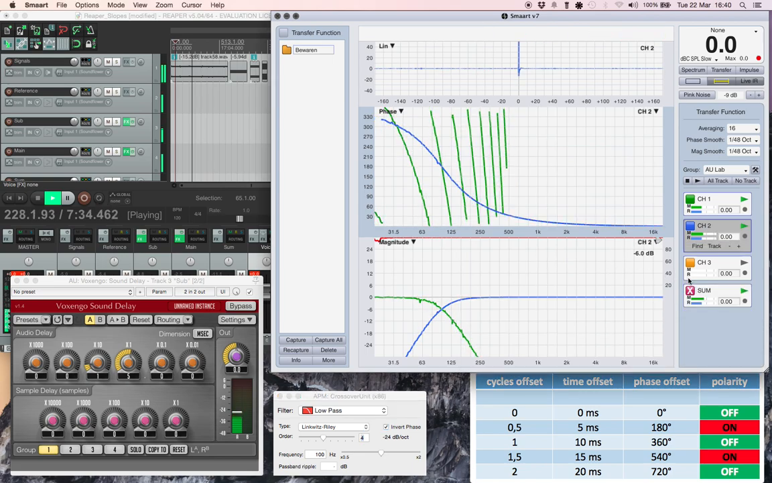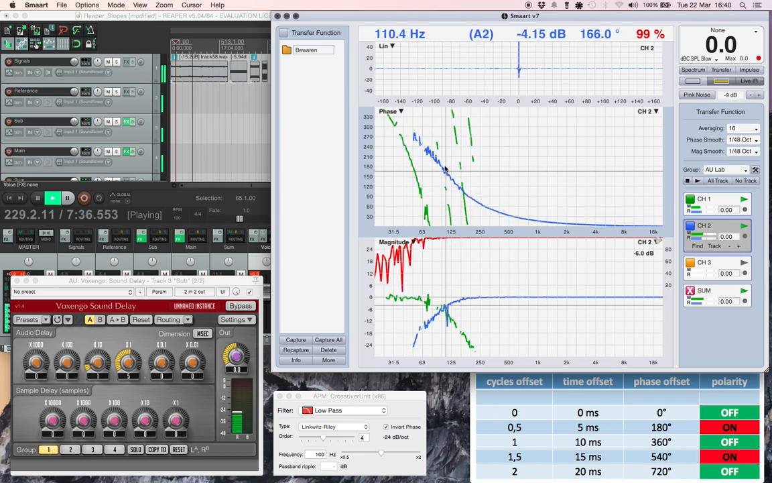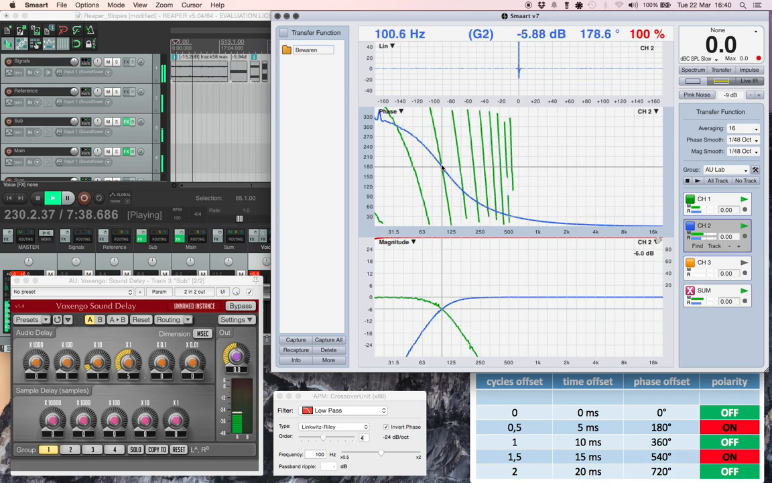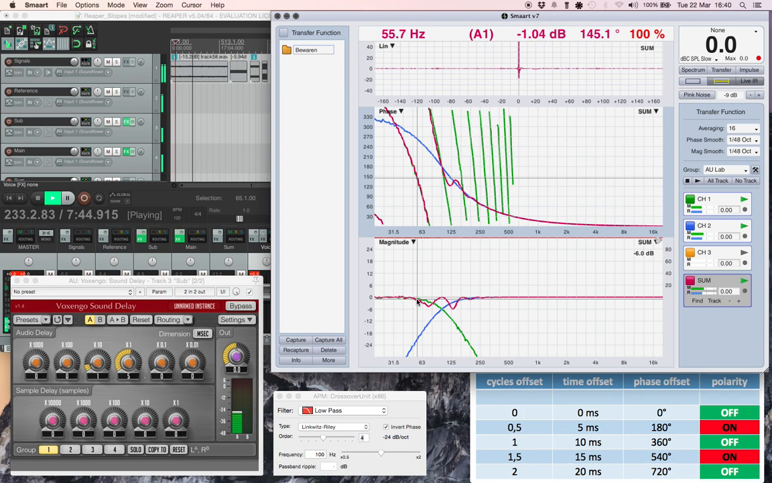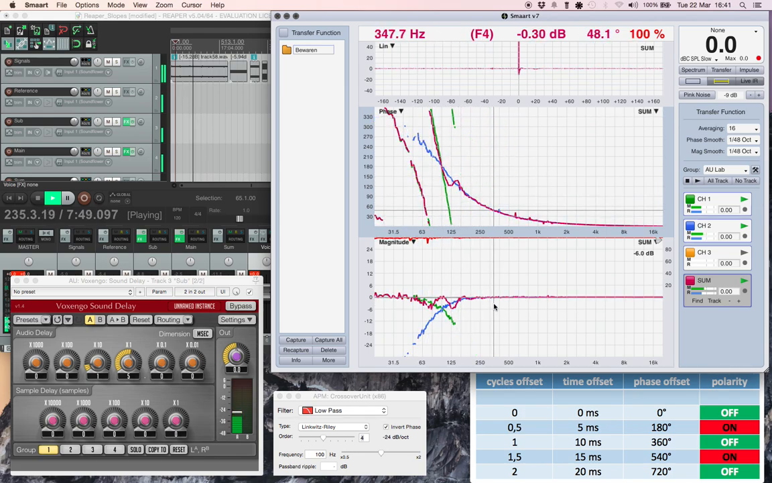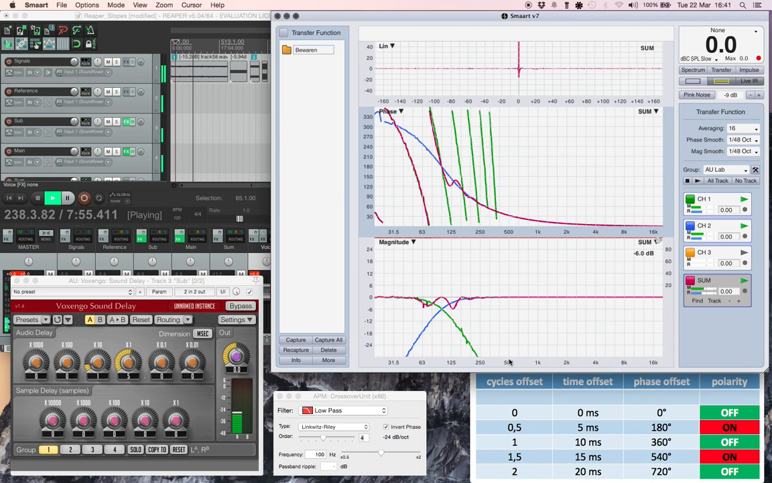And if we look at the individual phase traces, we can see that they're intersecting at 100 Hertz, but their slopes are not matching. And this is the reason why we see frequency response ripple to the left and the right of the crossover frequency. And listening to a sine wave, as we will do in a little bit, will not reveal this issue.